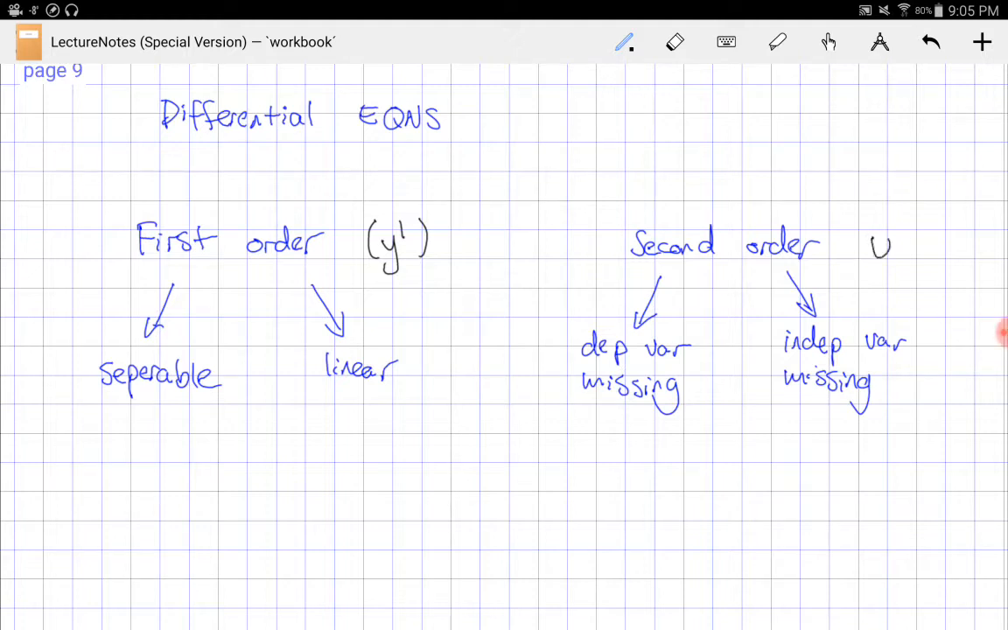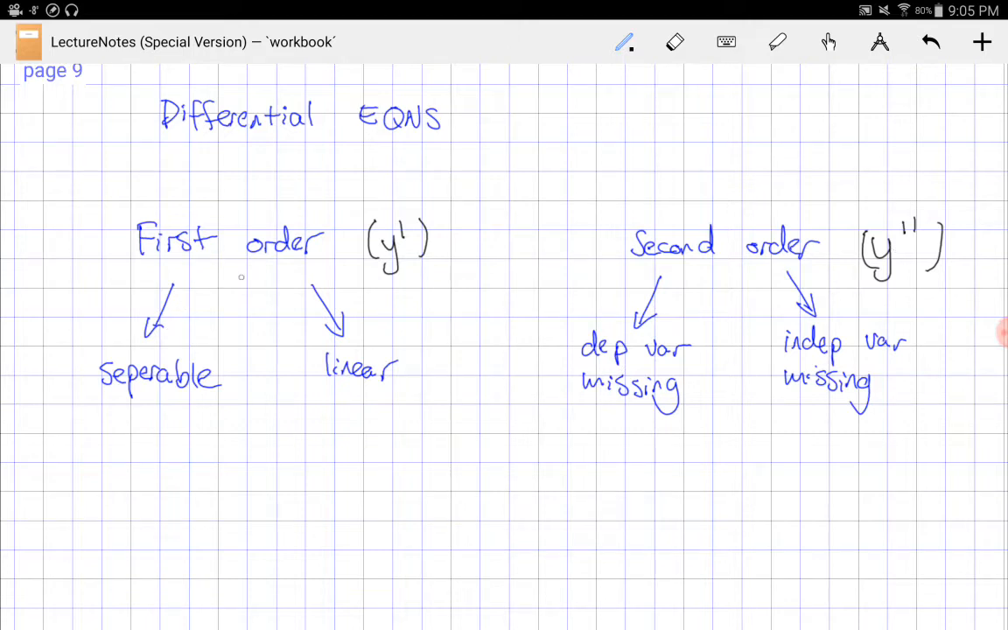And second order would be if you have y double prime in your equation, it would be a second order differential equation. If an equation includes y double prime and y prime, it's by the highest order of derivative, so it would be a second order equation.